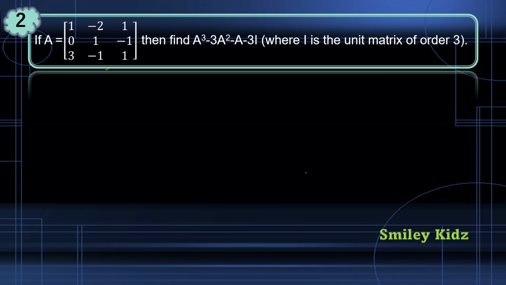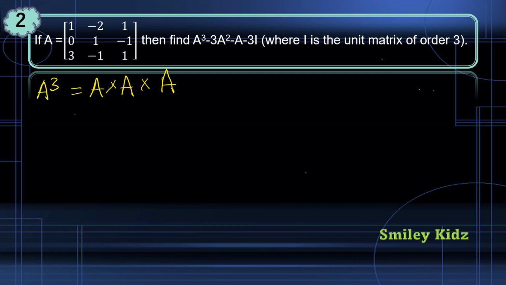Here we are given one matrix and we are asked to find out A cube minus 3A square minus A minus 3I. Here I represents the identity matrix or the unit matrix of order 3. Alright. Now, in order to find A cube minus 3A square minus A minus 3I, I'm first going to find out A cube. A cube will be A into A into A. Firstly, I'll perform A into A, and then whatever matrix I get, I'm going to multiply it with A. As simple as that.